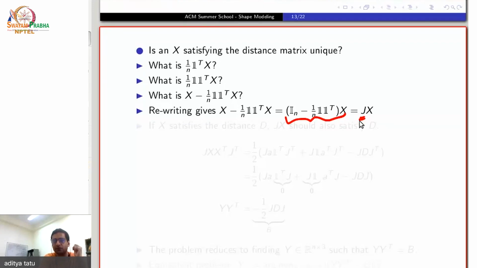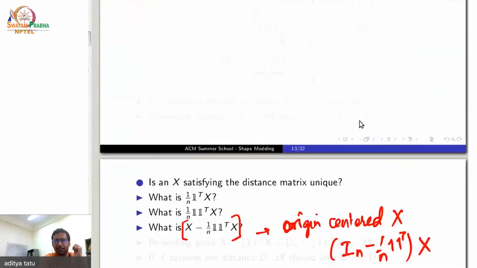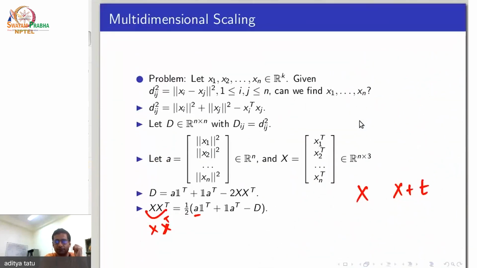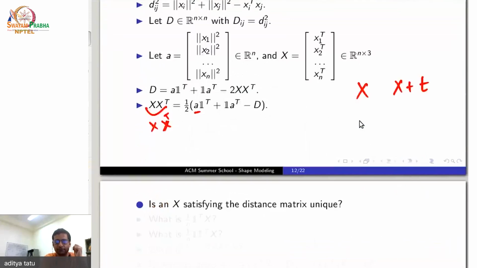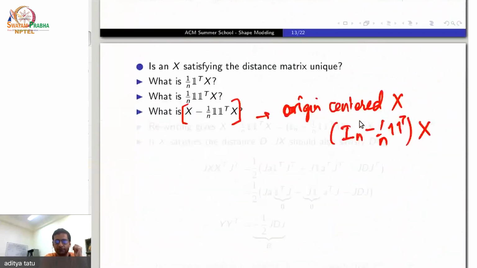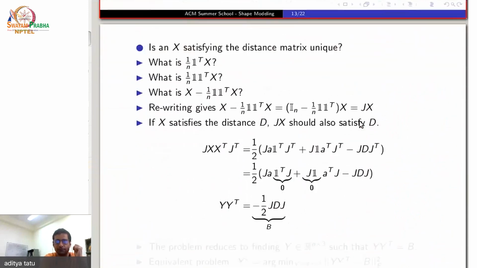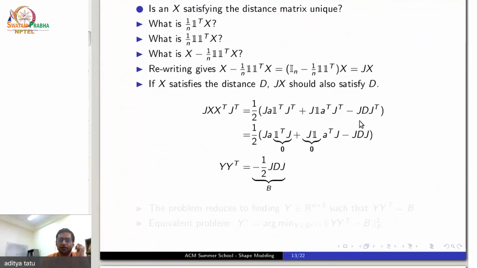Okay, so let's substitute this JX back in this equation here. Okay, fine. So pre-multiplying by J and post-multiplying by J transpose. By the way, what is J transpose going to be? You can see from here. What kind of a matrix is J?